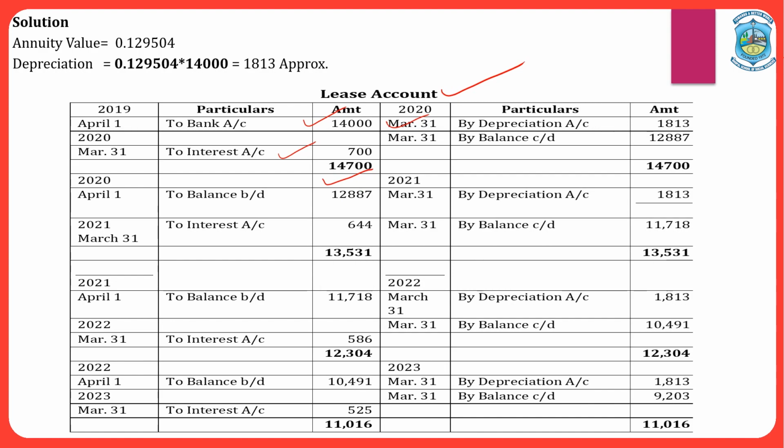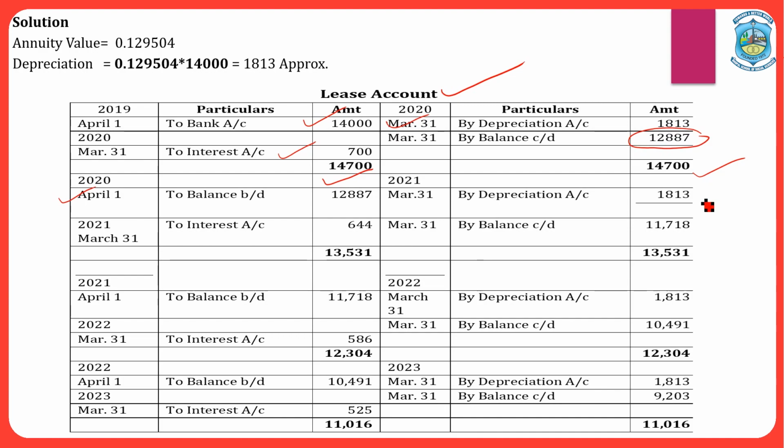Now we need to close the asset account for the first year. In the debit side, the total is 14,700. Higher total to be transferred in the opposite side, and we need to calculate the balancing figure. The balancing figure for the first year is coming 12,887 on 31st March 2020. Whatever is the closing balance of 2020 will become the opening balance the very next year. So 1st April 2020, to balance brought down 12,887 in the debit side.